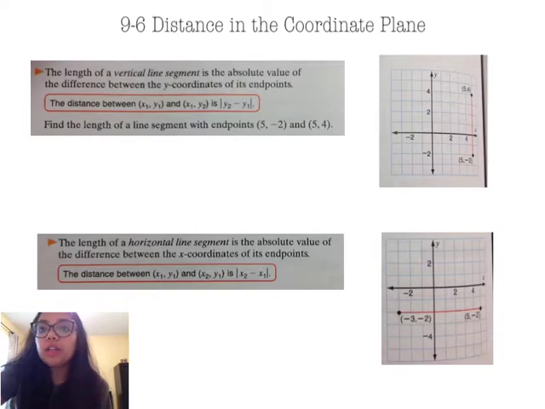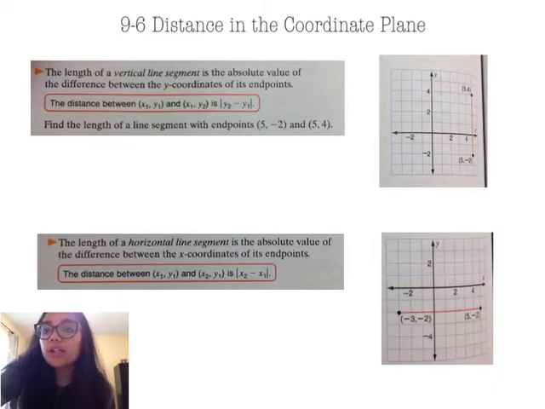You read the length of a vertical line segment. Vertical, again, is your y-axis, so that this all is going to make sense, is the absolute value of the difference between the y-coordinates of its endpoints. So you're only looking at the y-coordinates. So the distance between x1, y1, and x1, y2 is y2 minus y1. Because there is no x values, that's why you're finding the distance between the y values.